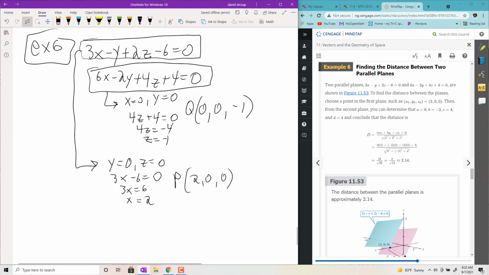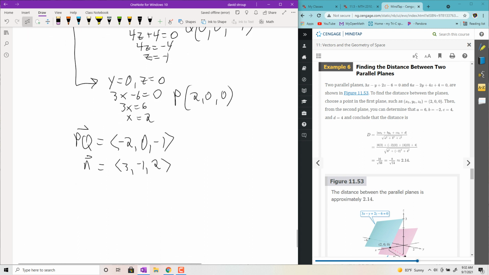Then form your vector for PQ. Okay, so 0 minus 2, 0 minus 0, -1 minus 0. And then you have your normal vector from the plane that you got P from. So that's going to be (3, -1, 2). And then you use the formula from before to get your distance.